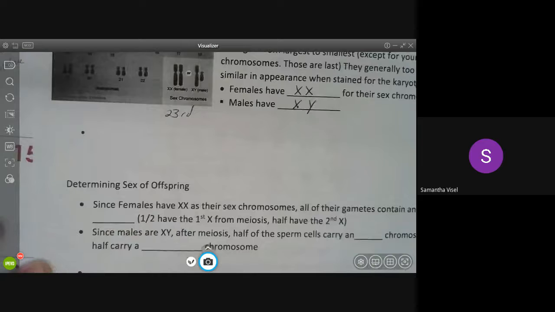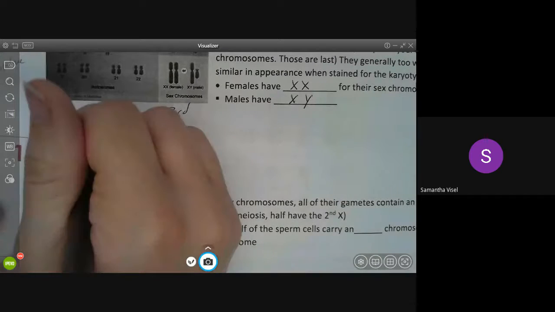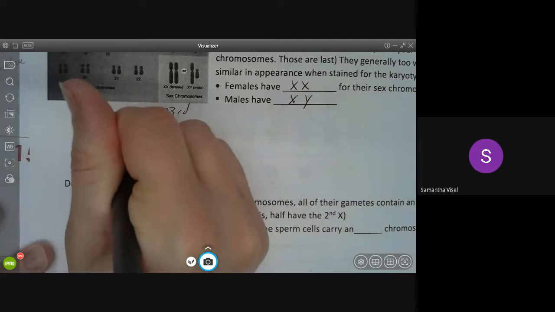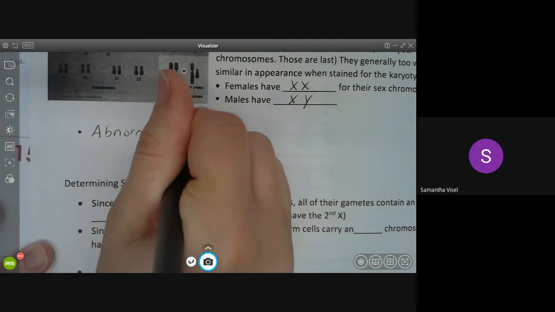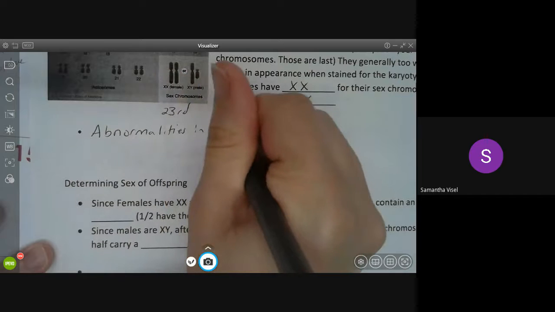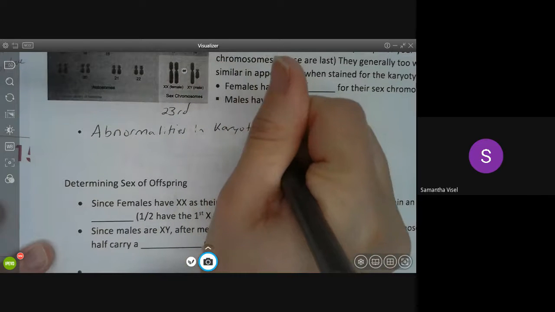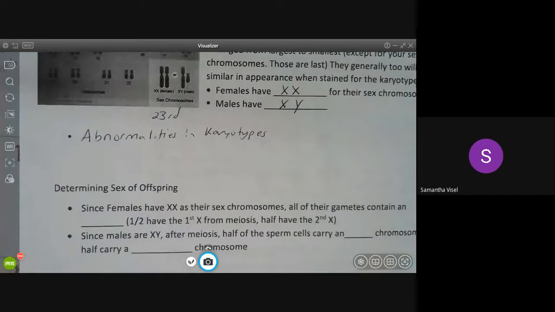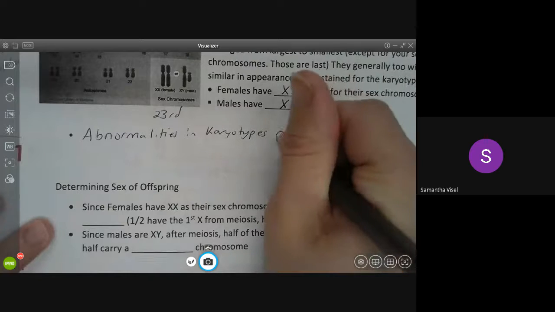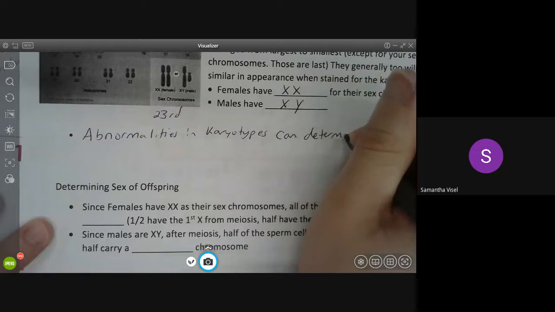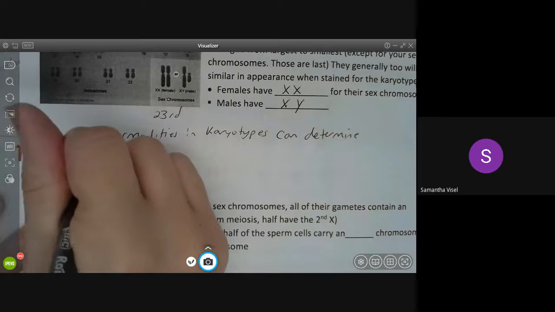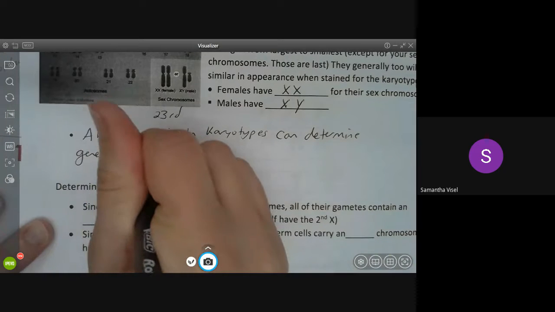All right, so here we have this little empty dot here, so we're going to throw a sentence in there. So abnormalities in karyotypes. So abnormality meaning something that is not right, something that's different, abnormal. So abnormalities found in karyotypes can determine genetic disorders.